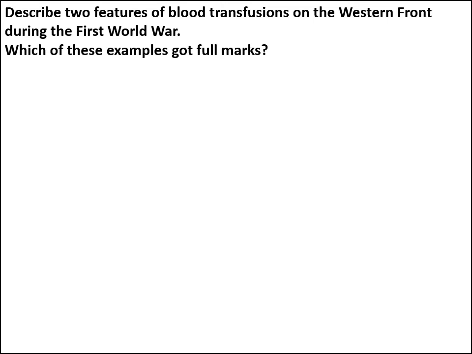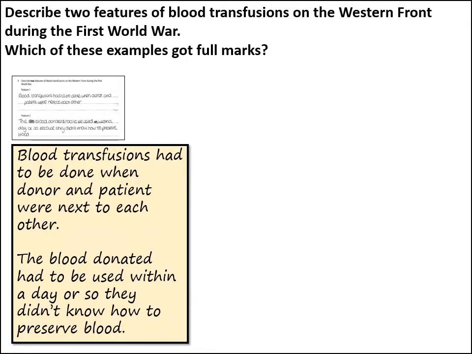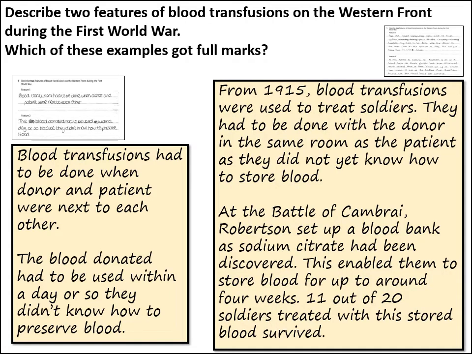So let's have a look at some examples of answers from last summer's examination series. We've got 2 to look at. One on the left here and one on the right. One is better than the other. Let's have a look at what we've got. Let's start on the left. Blood transfusions had to be done when donor and patient were next to each other. The blood donated had to be used within a day or so they didn't know how to preserve blood.